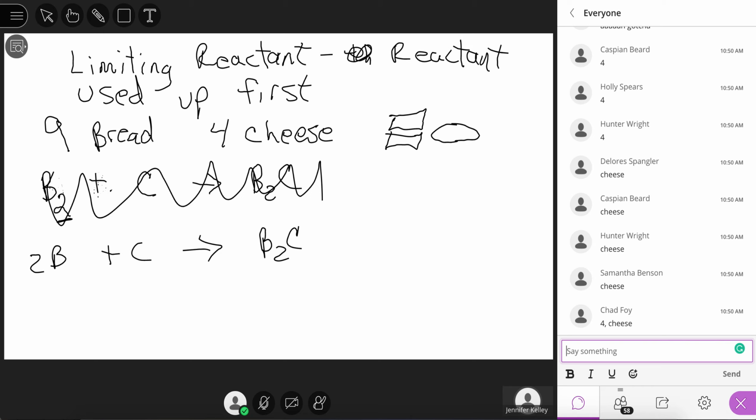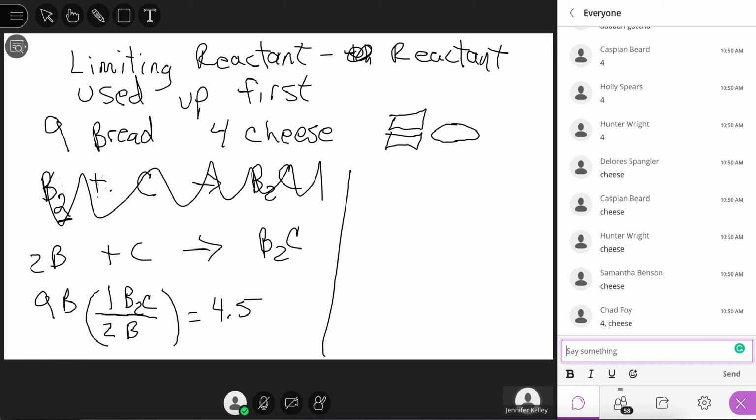Okay. So if I have 9 slices of bread, I don't know how many sandwiches I can make. Well, I know 2 slices of bread makes 1 sandwich, so that'd be 4.5. And then I could do the cheese part over here. If I have 4 slices of cheese, I know from here that 1 slice of cheese will make 1 sandwich.